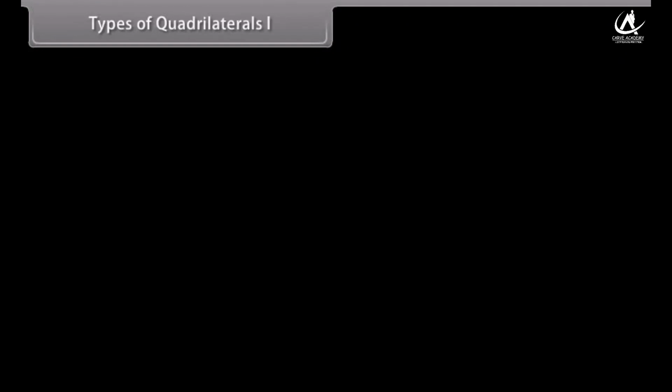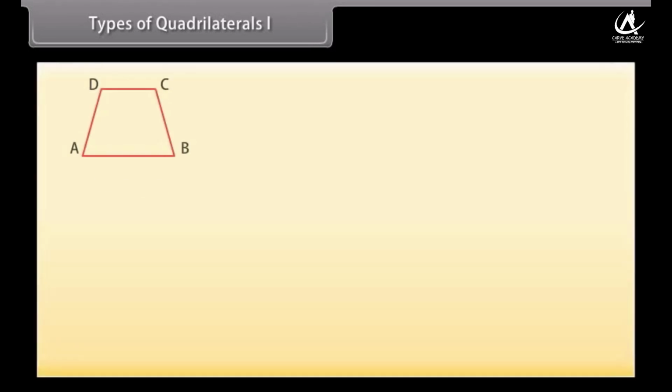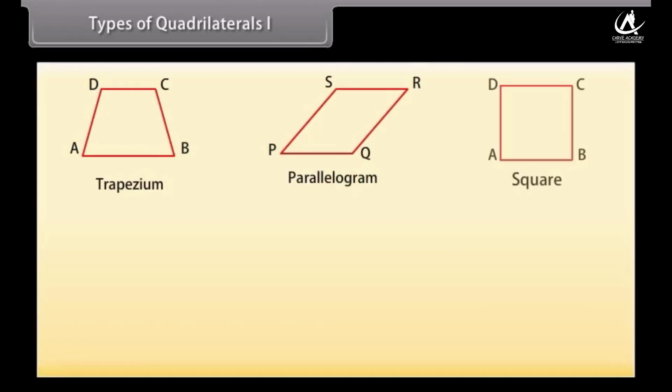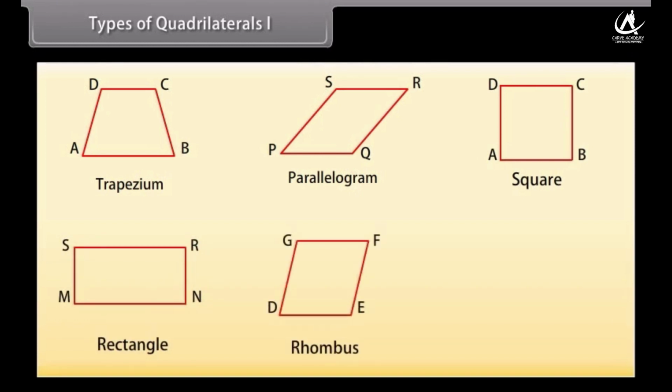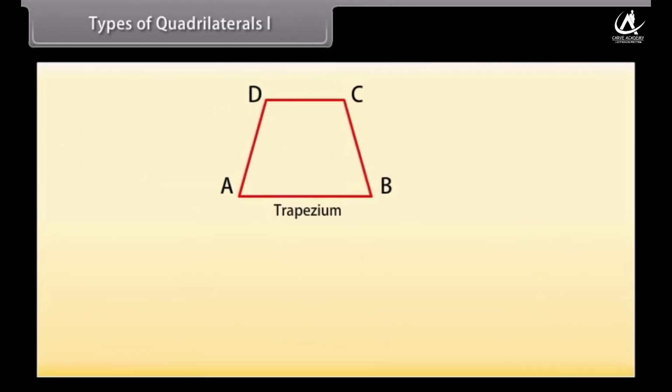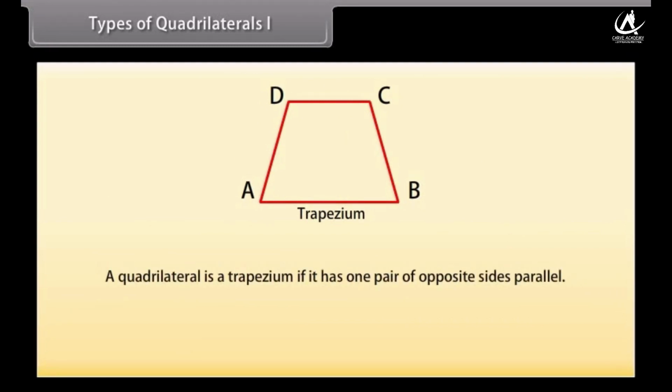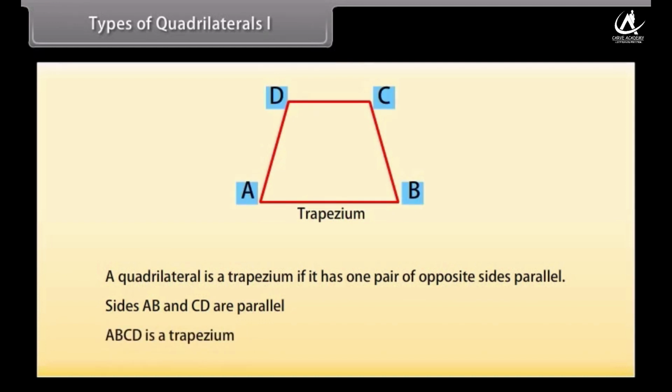Types of quadrilaterals 1. There are different types of quadrilaterals like trapezium, parallelogram, square, rectangle, rhombus and kite. Look at these figures. We will go through them one by one. First one is trapezium. A quadrilateral is a trapezium if it has one pair of opposite sides parallel. Here opposite sides AB and CD are parallel, so ABCD is a trapezium.